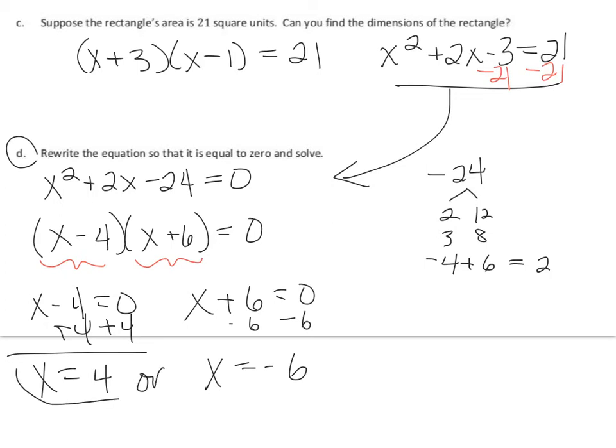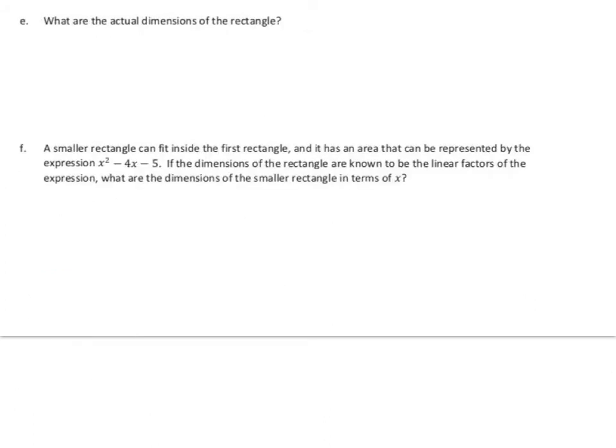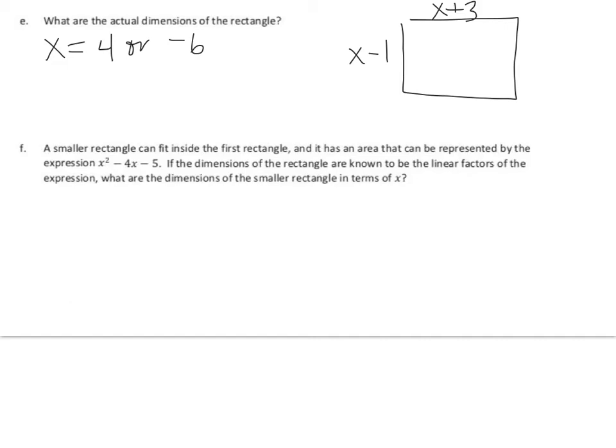So we have our answers, our solutions. So what are the actual dimensions of the rectangle? We gave the dimensions of the rectangle early on in this problem as x plus 3 and x minus 1. Well, we just solved that x equals 4 or negative 6. So let's go ahead and mess with that a little bit. I've got 4 minus 1 is 3. 4 plus 3 is 7. It would be a 3 by 7 rectangle.